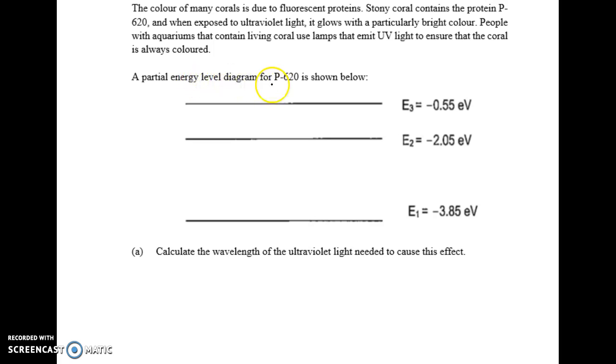The partial energy level diagram for P620 is shown below. So this is the ground state, first excited state, second excited state. Calculate the wavelength of the ultraviolet light needed to cause this effect. So what you need to find is how much energy is required to excite an electron in the ground state to E3, and how much wavelength is required.